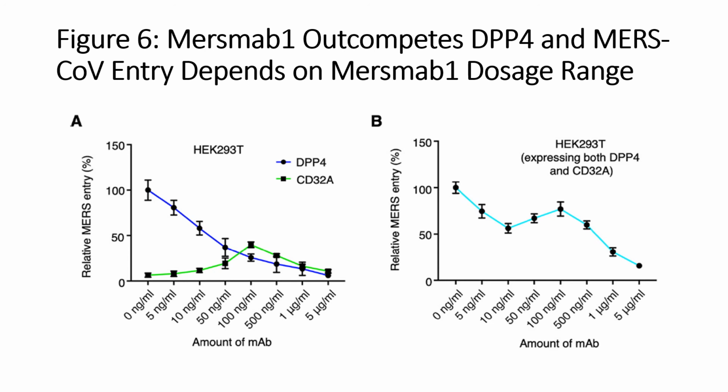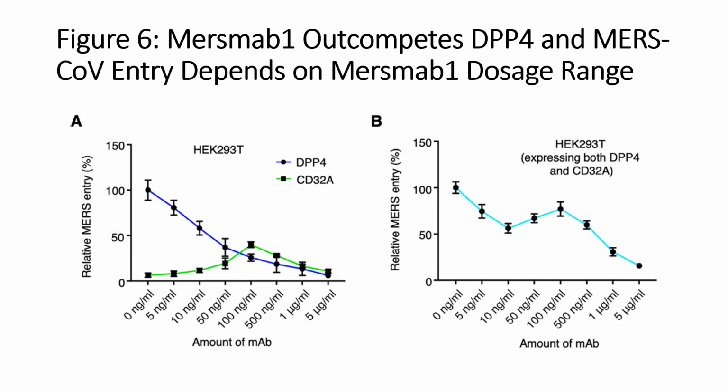So 3 types of human HEK293 T cells were used. They used the cells exogenously expressing DPP4 only, CD32A only, or both the DPP4 and the CD32A. So in 6A, for the cells expressing only DPP4, as the antibody increased, the viral entry decreased, meaning that the MERS monoclonal antibody blocks the DPP4 dependent viral entry pathway, and it does that because it outcompetes DPP4.